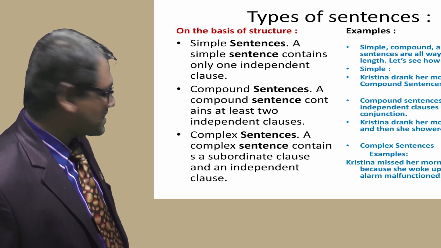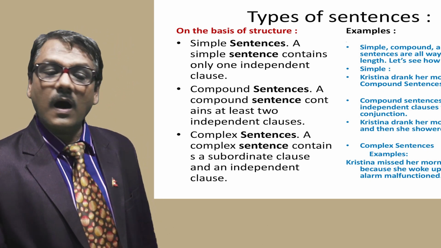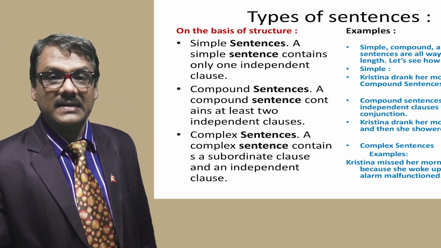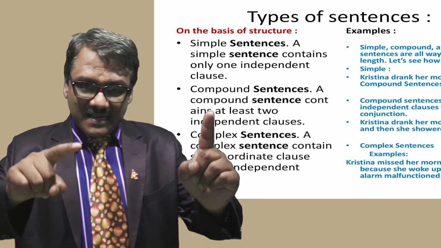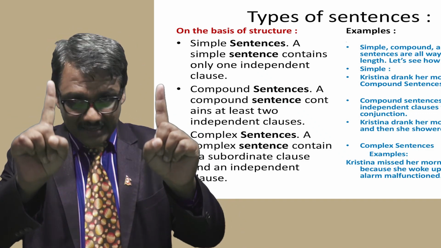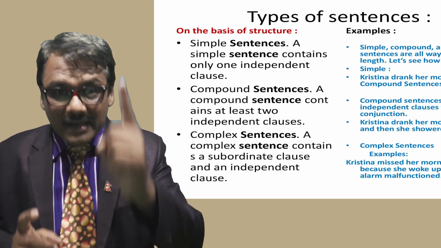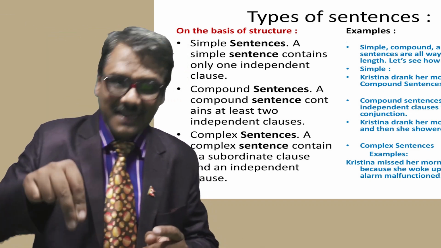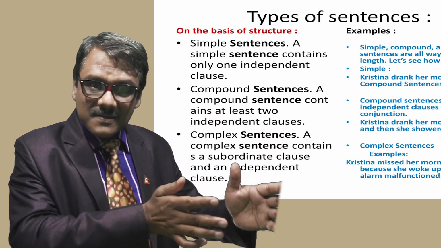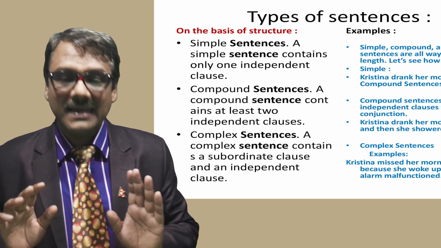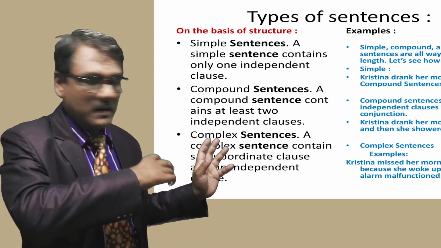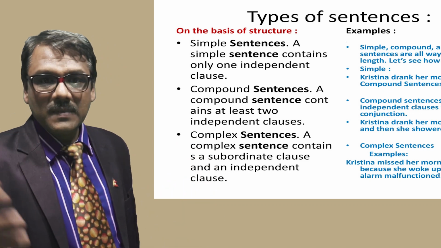And similarly, come to the next point, that is the complex sentence. A complex sentence contains a subordinate clause and an independent clause. Remember that a simple sentence is made up of a single clause. In a compound sentence, there are two independent clauses, and in a complex sentence, there is one main clause and the other is a dependent clause. It means that without the main clause, the dependent clause alone cannot give the complete meaning. The meaning cannot be clear. Okay, as we go to the next slides, you will be more clear about it.